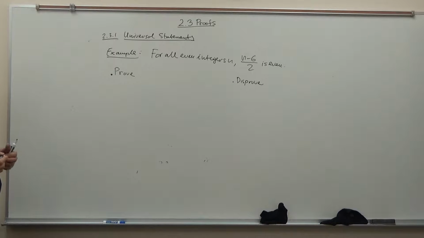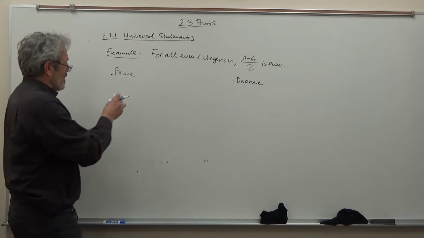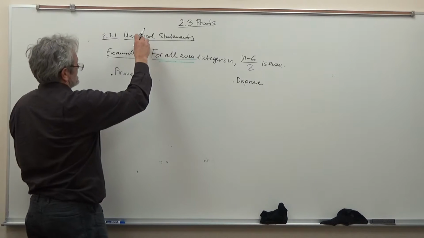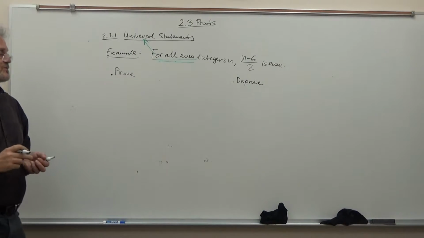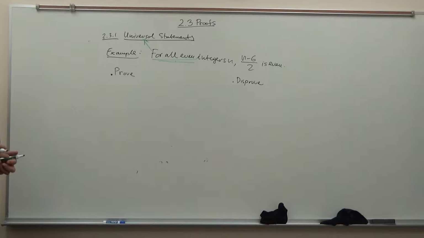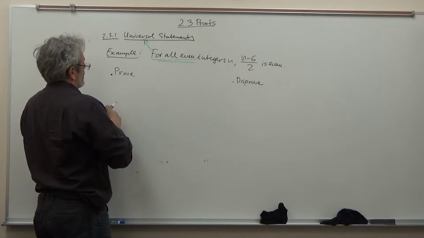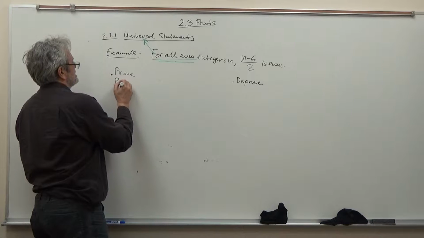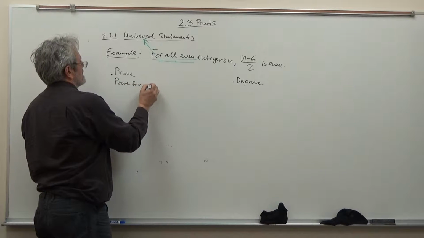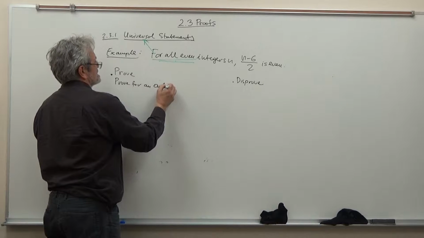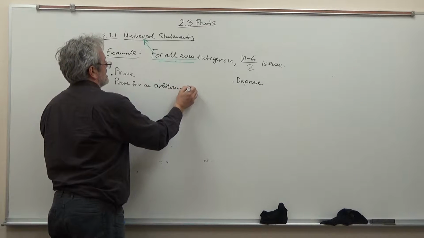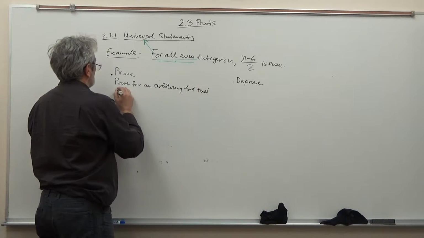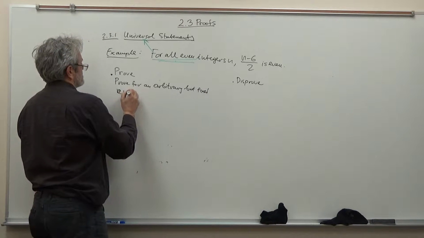If we were to prove it, then we need to start from an arbitrary number. You cannot just say, let n be 8, because it says for all even integers. That's why these are proofs of universal statements. If you want to prove it, you need to prove it for an arbitrary but fixed even number.